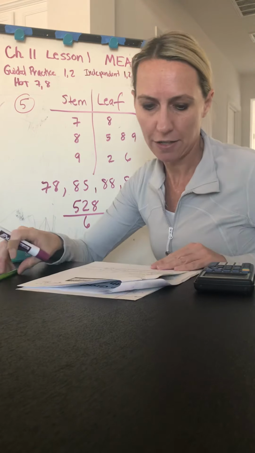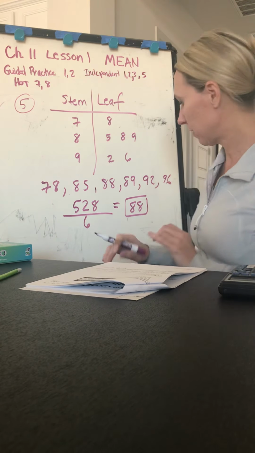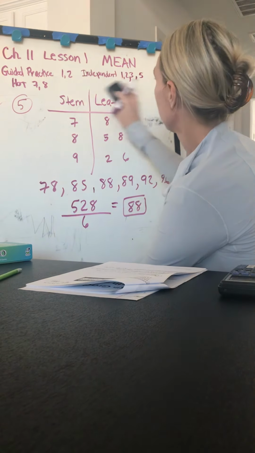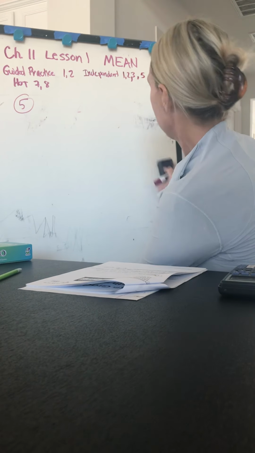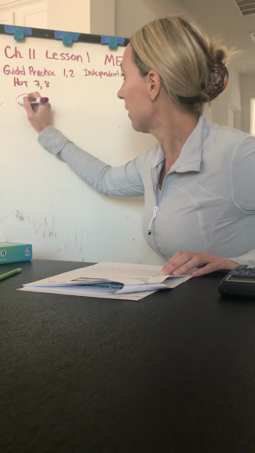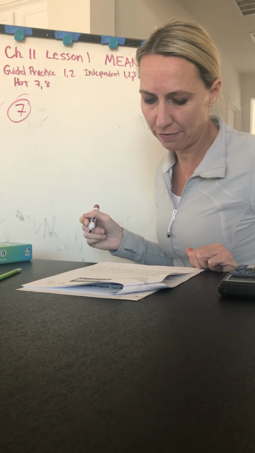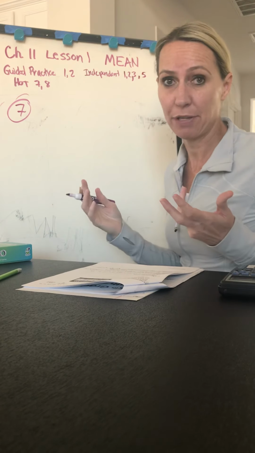Okay, and then let's go to one that's a little bit harder. On the hot problems, let's do 7 and 8. We just have 2 more problems. Okay, so for 7, this is our hot problem. It says create a data set that has 5 values. The mean has to be 34.